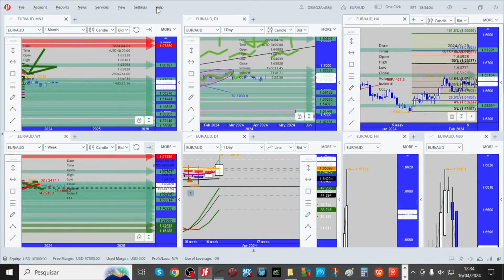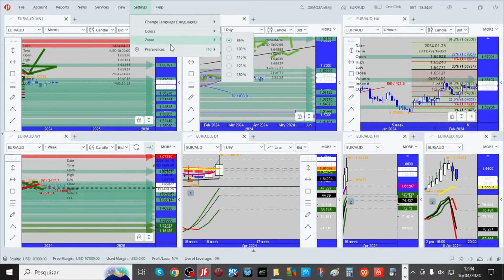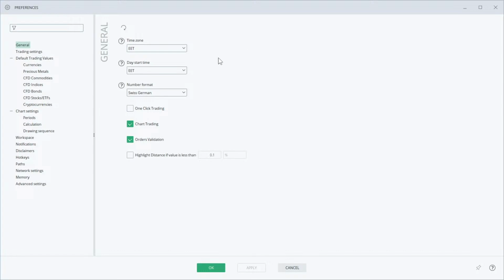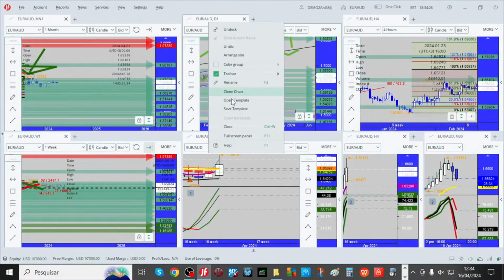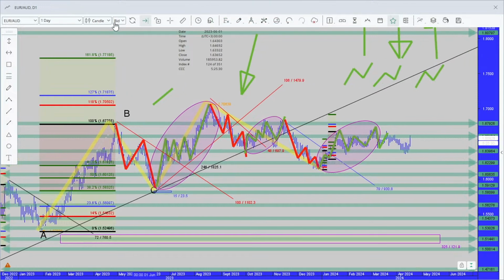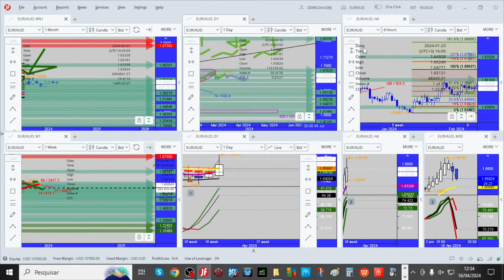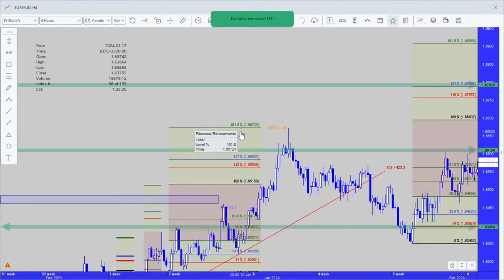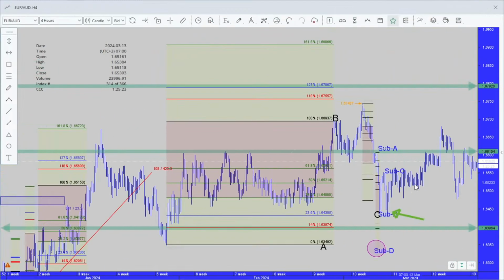Everybody, we could have differences because if I go to settings and preferences, my chart starts with EET. You're most likely at UTC. I'm using EET. I'm using New York close charts. This is why maybe you have different highs and lows. Anyway, this is the chart.